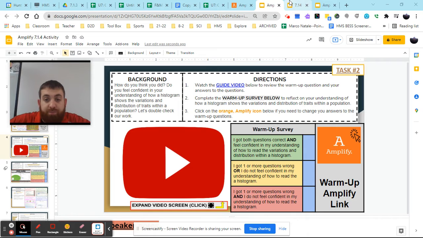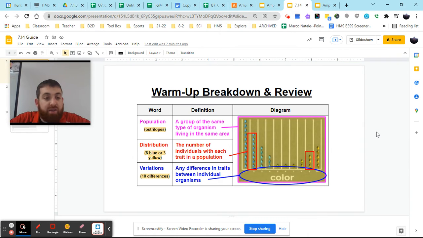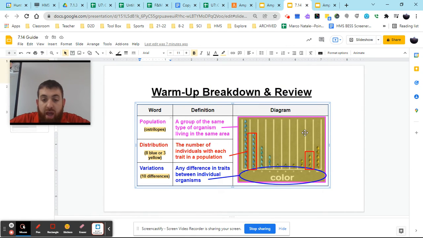To begin, you had to look at a vocab table along with a diagram that had a population of australopes. This population has a group of the same type of australopes, but we know that these australopes have different variations. These differences in traits have to do with color. If you notice on our histogram, we have 10 different variations, starting with blue and working their way all the way to yellow with some greens in the middle.